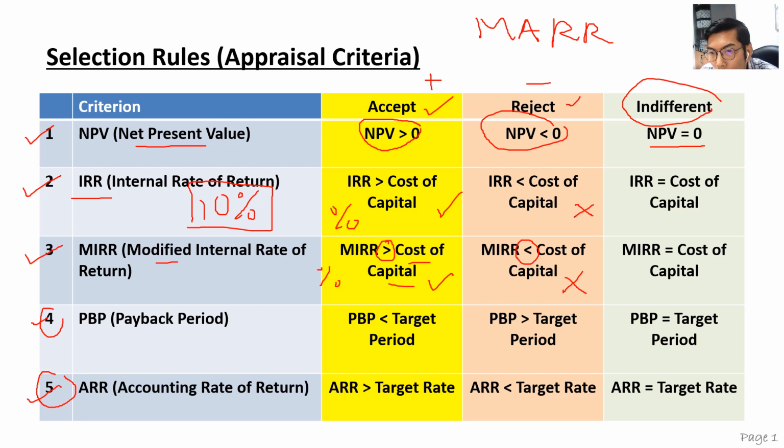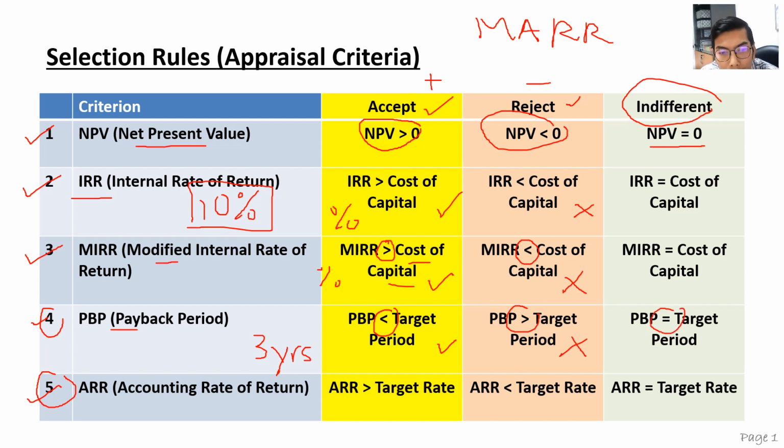For payback period, it's a target period for you to get back your investment money. Let's say you invest 10 million and you set a period of 3 years. You target 3 years to get back the 10 million. If after you apply this technique the result is less than the target period, you accept. If more than the target period, you reject. If equal, it's up to you, it's nothing much different.